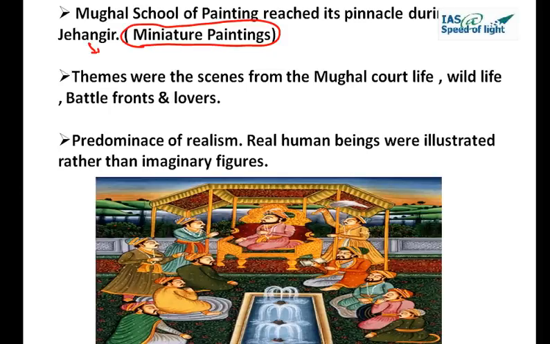Themes were scenes from Mughal court life, wildlife, battlefronts, and lovers. And in this school of painting, we see the predominance of realism. Real human beings were illustrated rather than imaginary figures. You can see this picture again, a court, and these are the courtyards. It's the king. They are discussing something, writing down. So this is all we need to know about the Mughal school of painting.